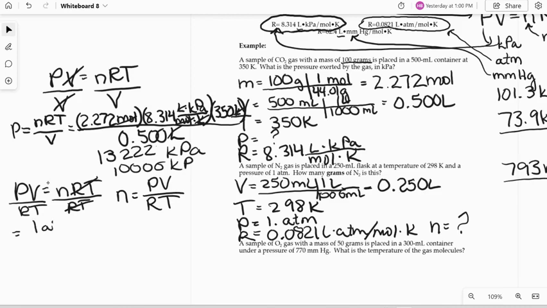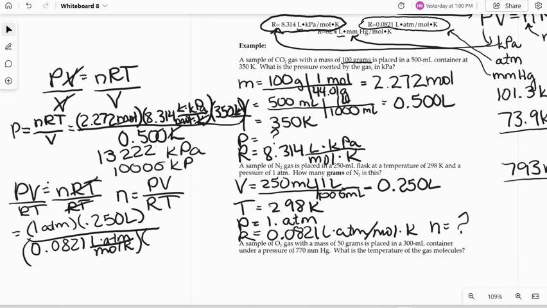So 1 atmosphere times 0.250 liters over 0.0821 liters atmospheres per moles K times 298 K. Let's check our units. Atmospheres, atmospheres, liters, liters, K. We're left with moles on the bottom of the bottom, which brings it up top. So this answer is going to give us the number of moles.